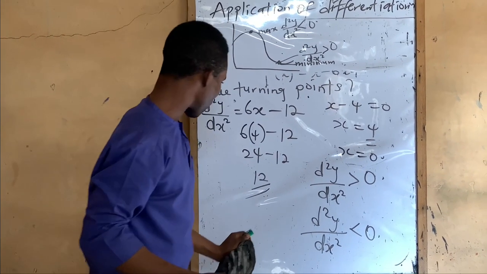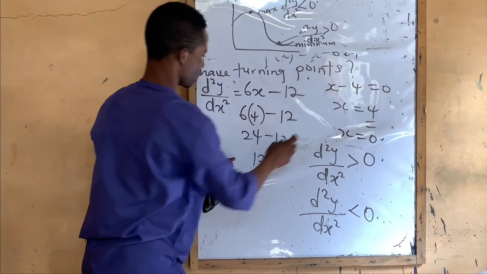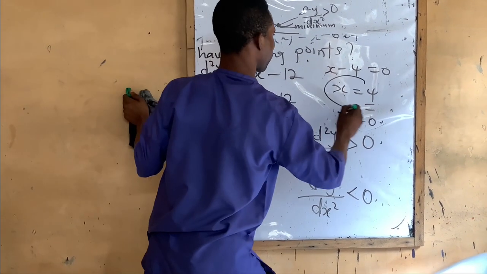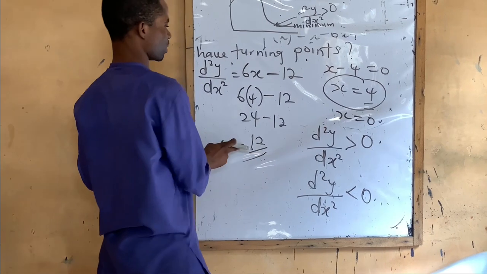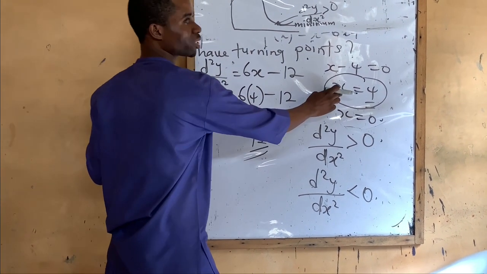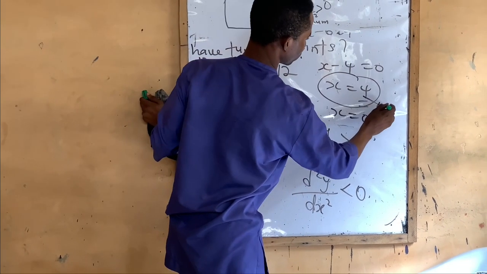Now, the answer I got here, when I use 4, is greater than 0. That means at x equals 4, since it is greater than 0 when I substitute it in the second derivative, at x equals 4 it is minimum.